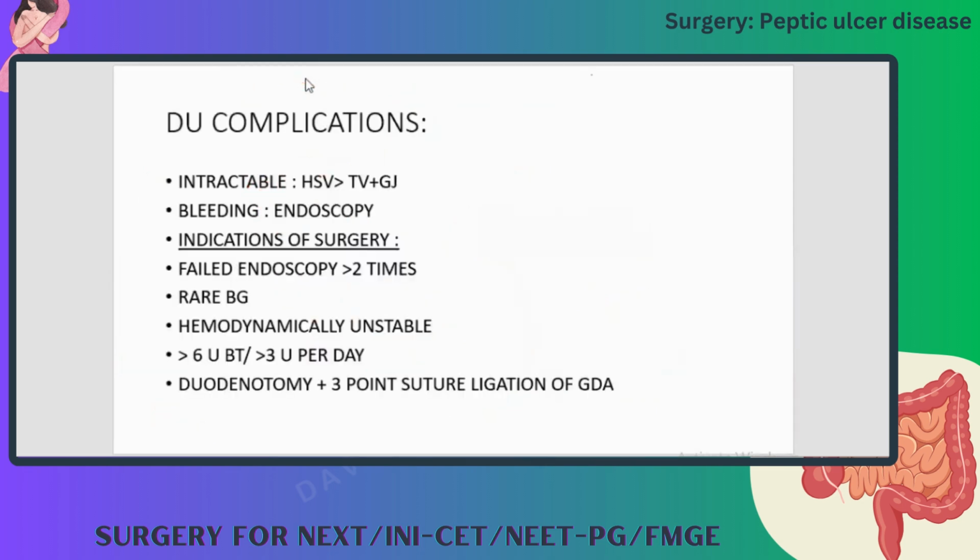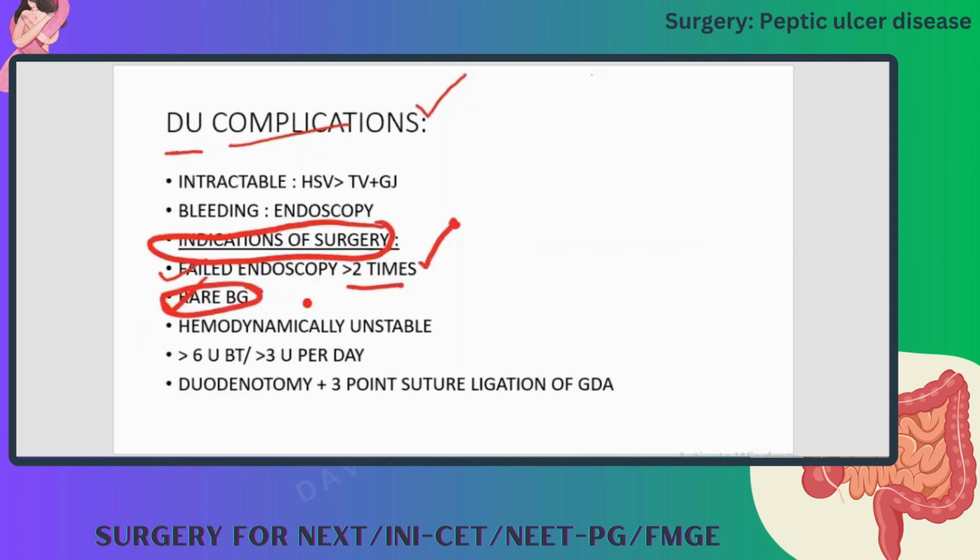Now again come to duodenal ulcer complications. Here also, what are the indications for surgery? If endoscopy fails, you have done an endoscopy, the ulcer is bleeding, you have tried to cauterize it, and it is not getting controlled. At least two times you should try, and if it fails, then you go for surgery. Rare blood group.